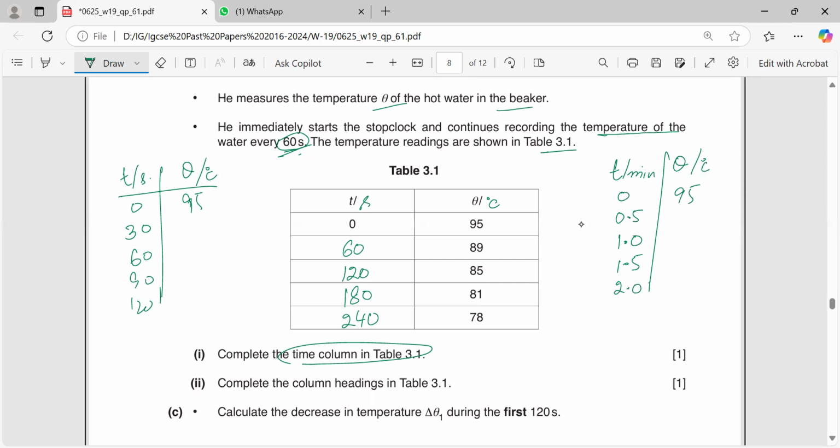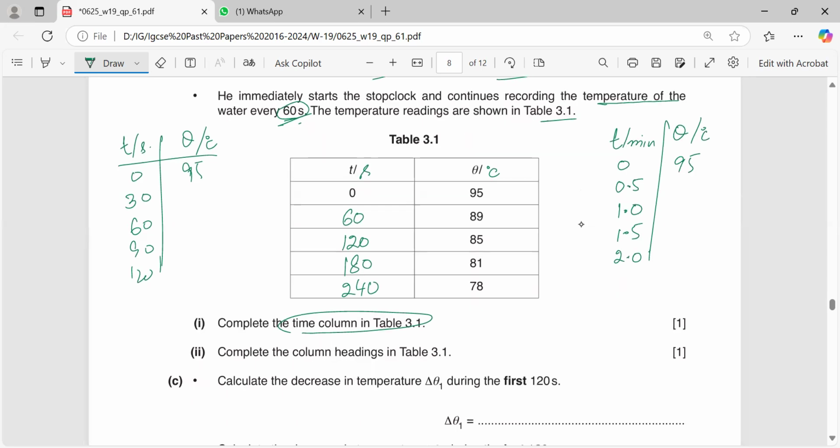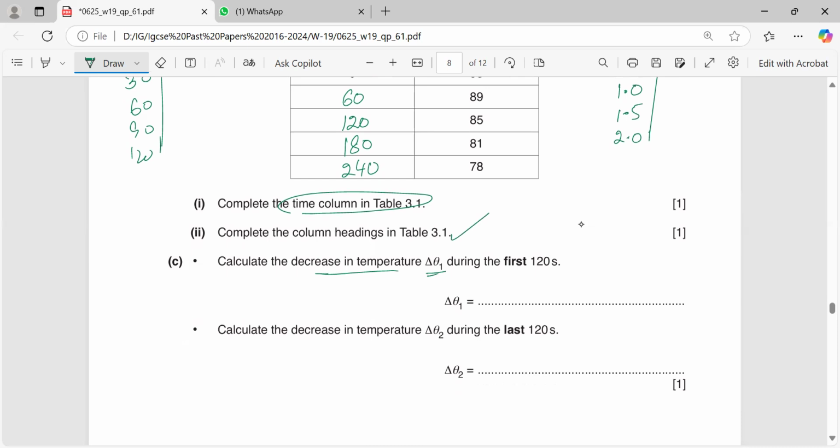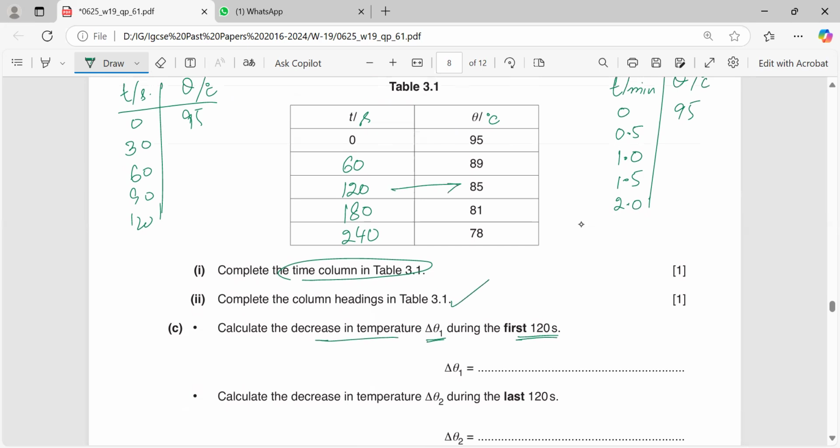So be very careful about these column headings, and definitely whenever this thermal question is there, column headings are involved in the question. So we have done the complete column headings, and also we have completed the time column. Then calculate the decrease in temperature delta theta 1 during the first 120 seconds. How to calculate? That is 95 minus 85, which is equal to 10. So we will be writing here 10 degrees Celsius.